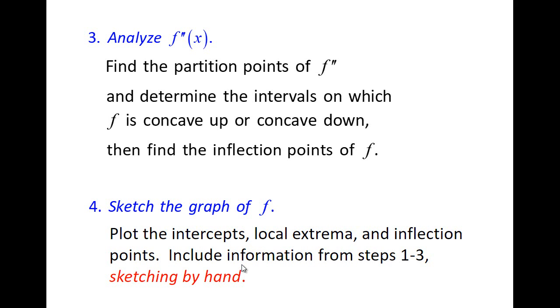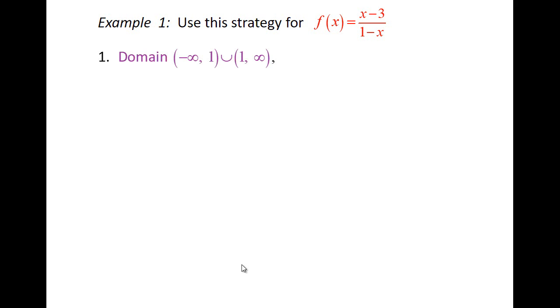All right, so let's do an example and see how each of these steps work. Let's say that we want to find the graph of f of x, which is equal to x minus 3 over 1 minus x. The first thing we need to do is find the domain, and the domain of this function would be all real numbers except for 1. So the domain is from negative infinity to 1, union 1 to infinity. 1 is not included in the domain.